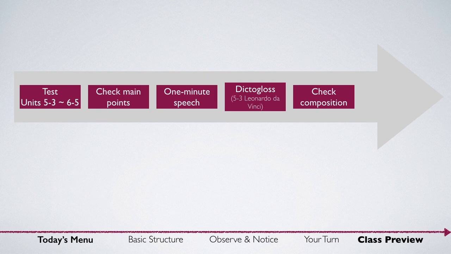take note that we'll be looking at a new set of vocabulary for our test. So check those words out. Do a little bit of research about Leonardo da Vinci so you'll be ready for the dictogloss. And finally, make sure your composition is ready to show your classmates so you can get some good feedback to help you with your writing.